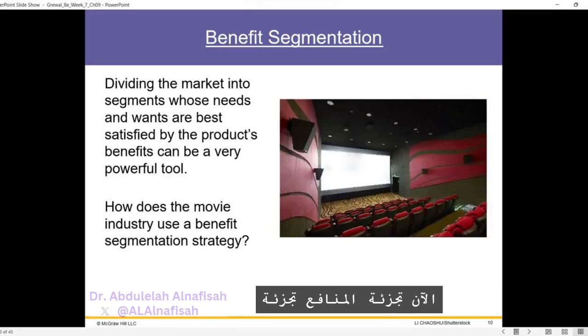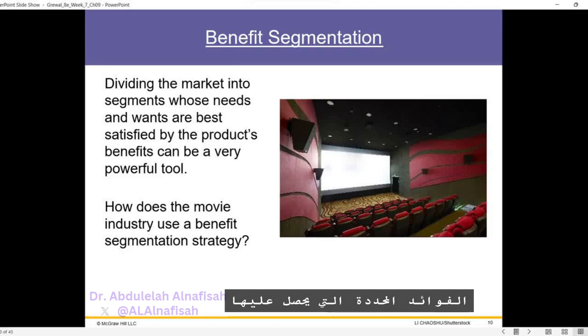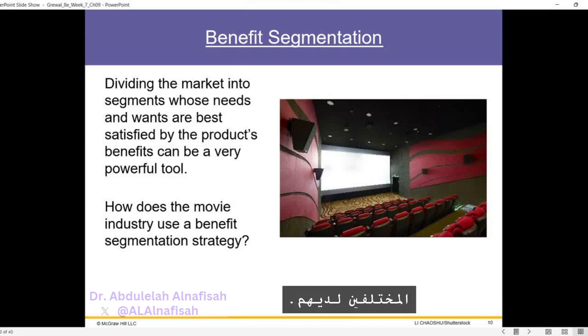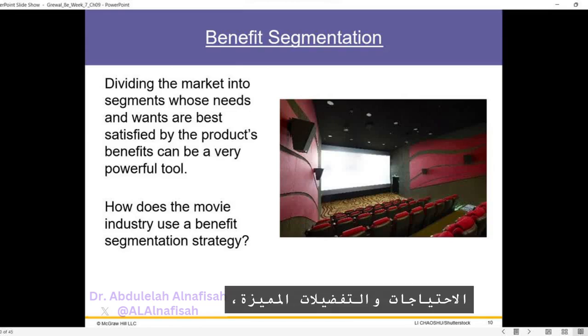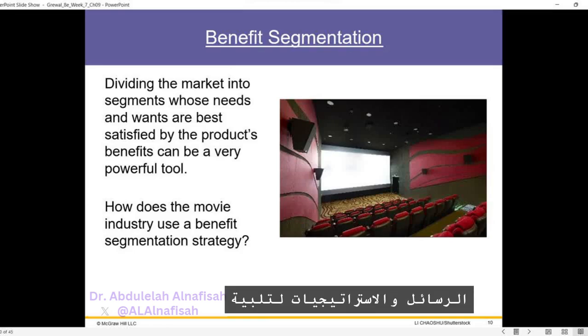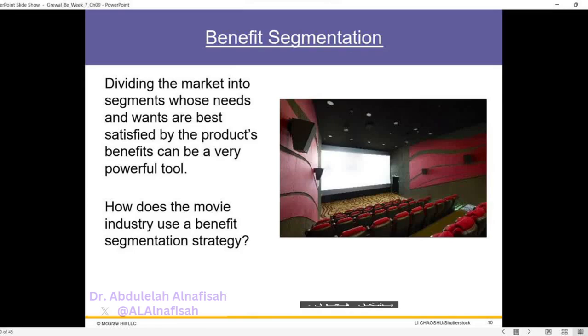Now, benefit segmentation. Benefit segmentation is a powerful tool in marketing that involves dividing the market into segments based on the specific benefits that consumers derive from a product or service. This approach recognizes that different consumers have distinct needs and preferences, and therefore their purchase decisions are driven by the specific benefits they seek. By identifying and understanding the unique benefits that different segments of consumers are looking for, companies can tailor their products, marketing messages, and strategies to effectively meet those needs and wants.